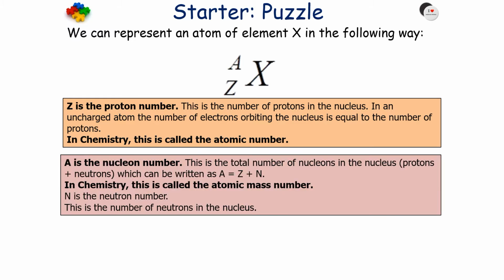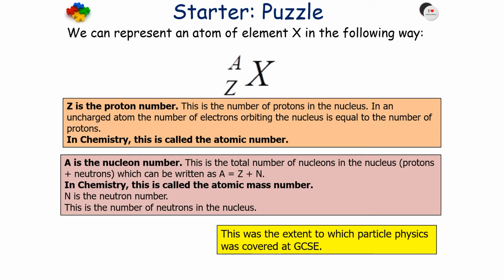Now A in this notation is called the nucleon number, or in chemistry it's called the atomic mass number. Now this is the total number of nucleons, so protons and neutrons in the nucleus. So we can work out our number of neutrons, the neutron number, by doing the nucleon number minus the proton number. Now this is the extent to which particle physics was covered at GCSE.